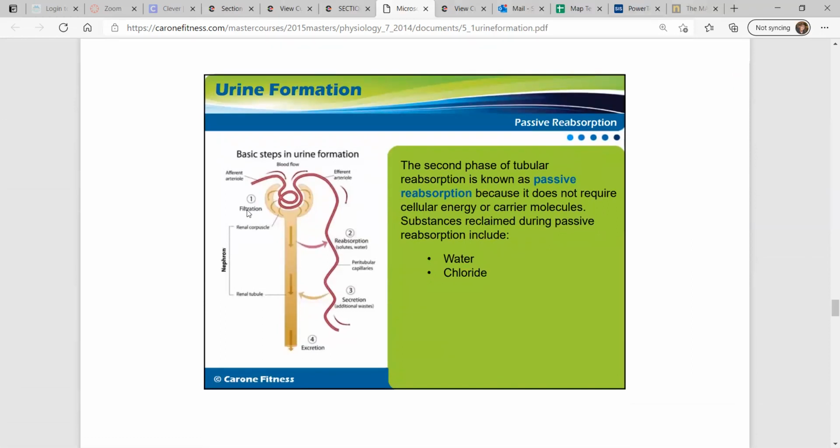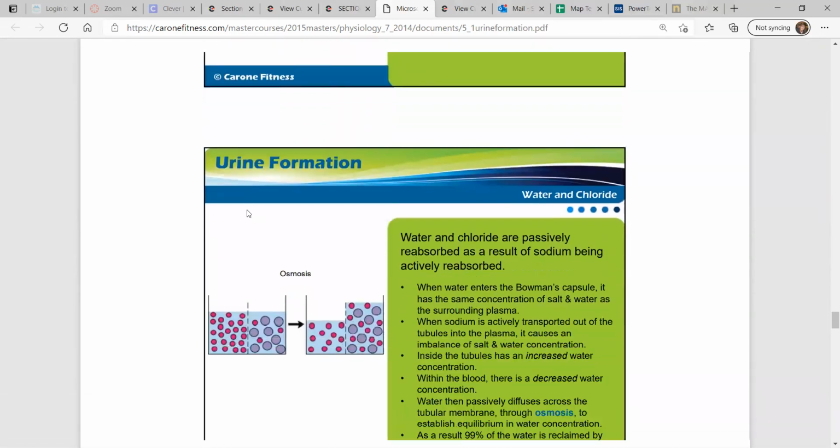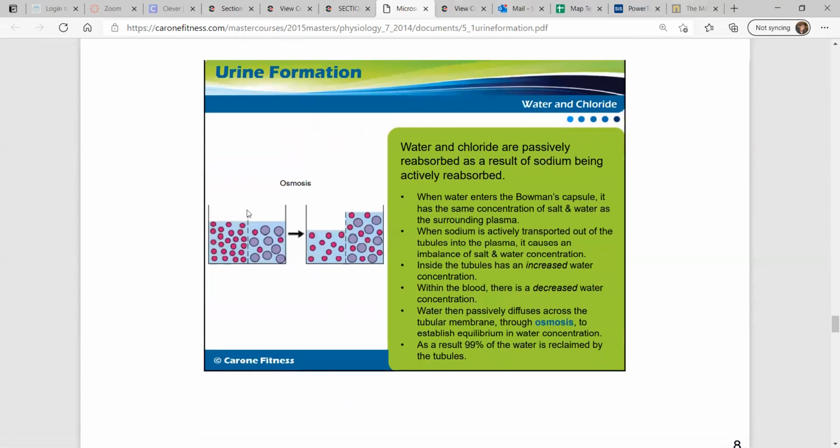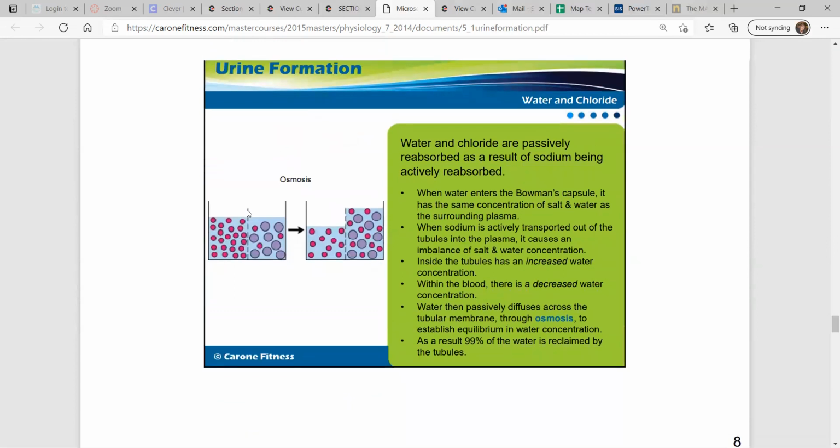The second phase of tubular reabsorption is known as passive because it does not require cellular energy or carrier molecules. Substances reclaimed during passive reabsorption include water and chloride. Water and chloride are passively reabsorbed as a result of sodium being actively reabsorbed. So when water enters the Bowman's capsule, it has the same concentration of salt and water as the surrounding plasma.